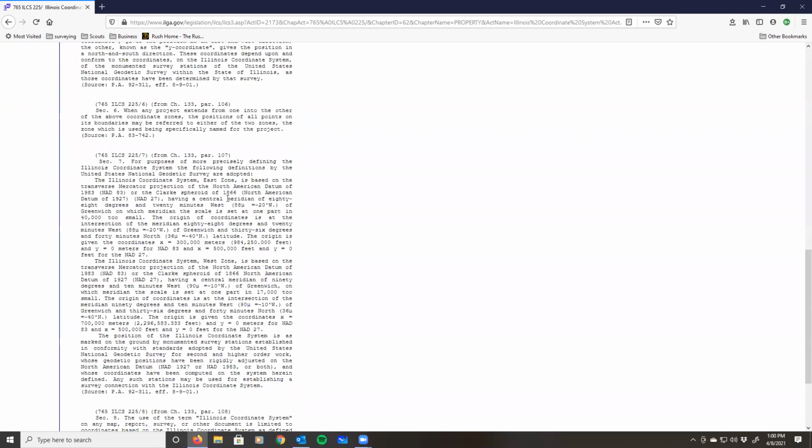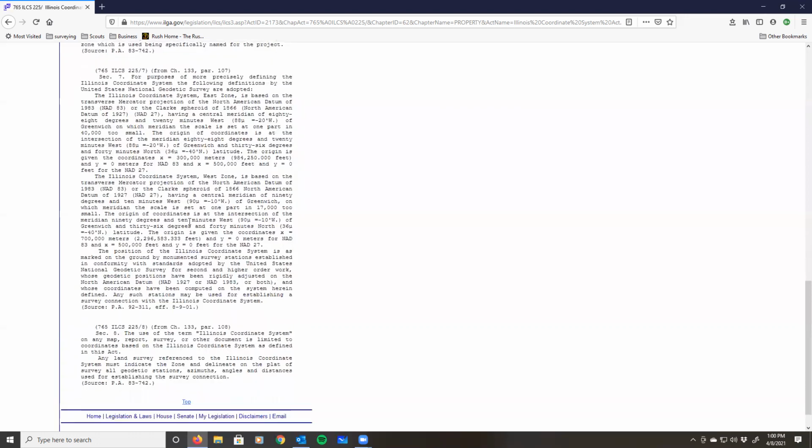When you get into section 7, it goes into the actual mathematical definition of what the coordinate system is based on. So I'm going to read through this. We'll worry just about the west zone, since that is what applies to right here. But you could read through the east zone and decipher the same information as well.